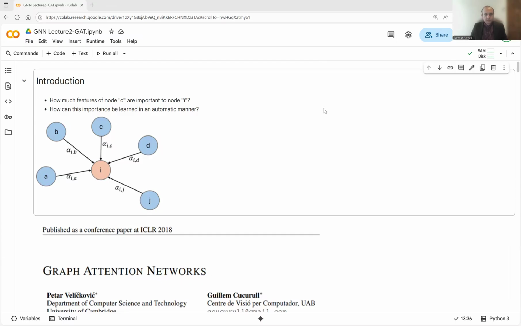So the first question is, why do we need graph attention? Graph attention is basically to give importance to the nodes of a graph. For example, there is a node I and these are the nearby nodes, and we have to compute how much each node is important. For example, node C. We will have to use the graph attention network to compute the importance of node C for node I, and likewise for the rest of the nodes.